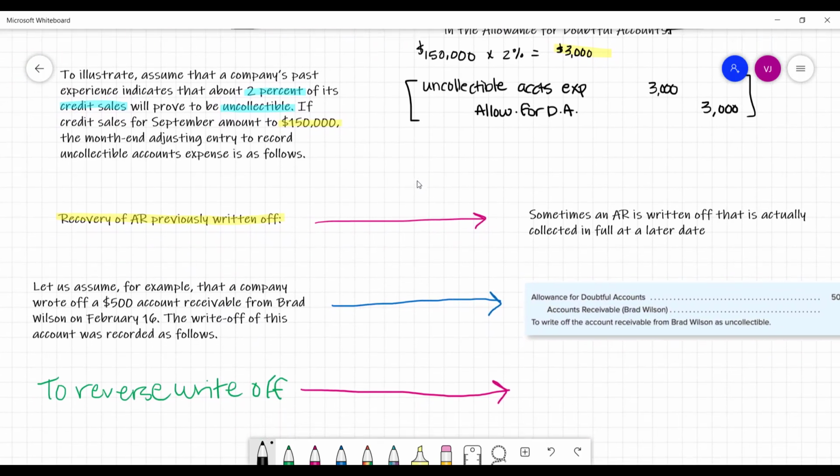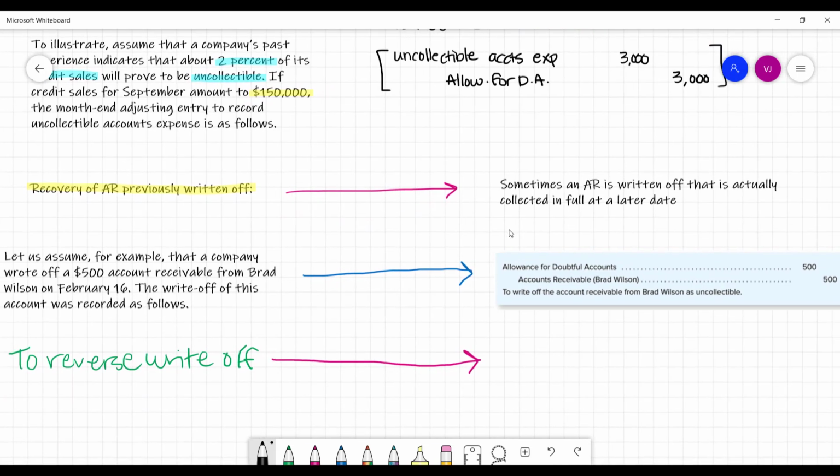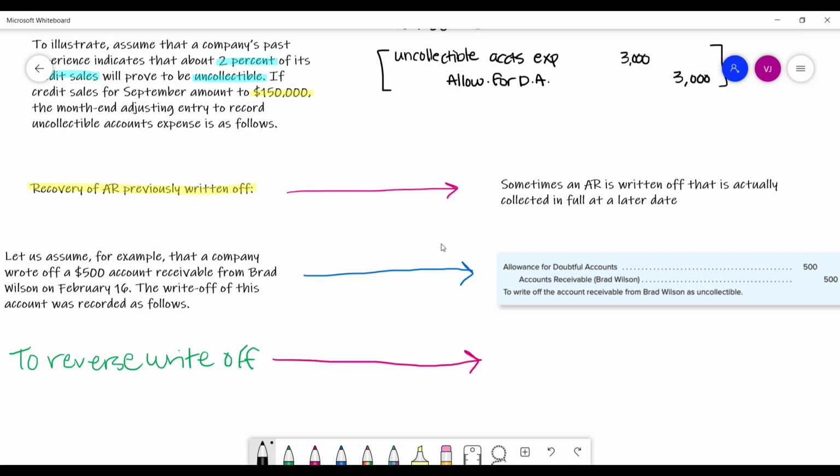So again, sometimes we write off accounts receivable that's actually collected at a later date. In this case, let's assume that a company wrote off a $500 accounts receivable from Brad Wilson on February 16th. They thought Brad was never going to pay. So initially, when they wrote off that $500 accounts receivable, they made the following entry. They used some of their allowance for doubtful accounts balance, so they debited the allowance account for $500, and they credited Brad Wilson's accounts receivable for $500.